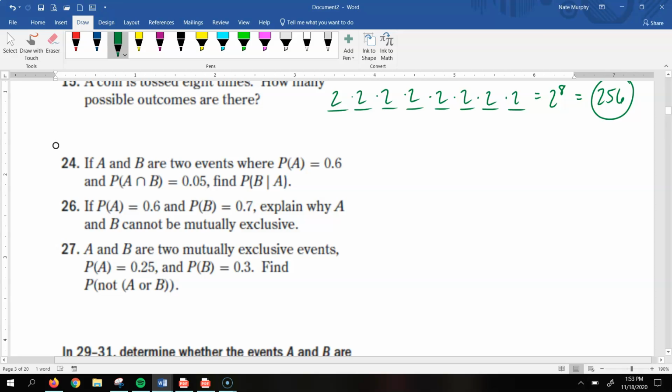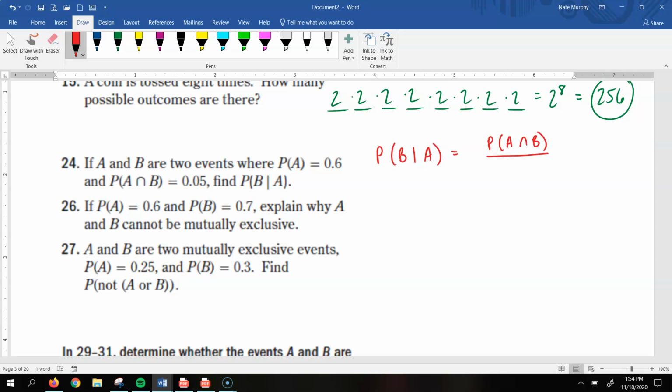All right, let's look at 24 through 27. 24, it says if A and B are 2 events where the probability of A is 0.6, the probability of A intersect B is 0.05, find the probability of B given A. Now, we want to make sure that you know this formula. The formula states that if we have the probability of B given A, we're going to put the intersection of those 2 events.